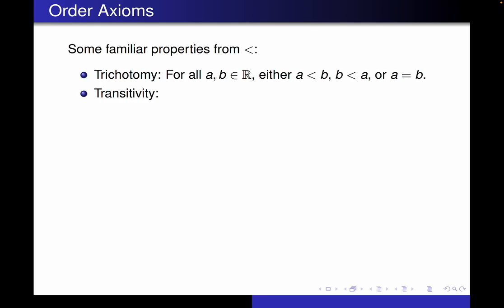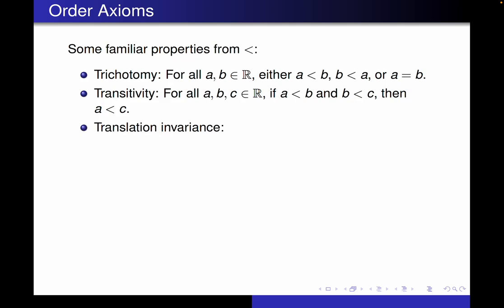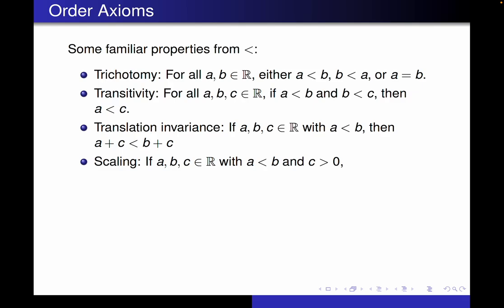We have transitivity that allows us to put them in order. So if a is less than b and b is less than c, then a is less than c. We have translation invariance, which says when you have an inequality a is less than b, you can add the same number c to both sides and keep that inequality. So if you add c to both sides, you get a plus c is less than b plus c. And then you have something very similar to that for multiplication, except it only works when you multiply by a positive number. So if you have a less than b, if you multiply both sides by the positive number c, you get ac less than bc.